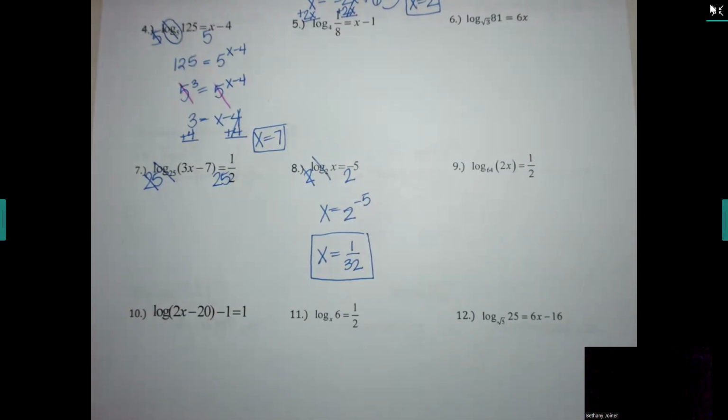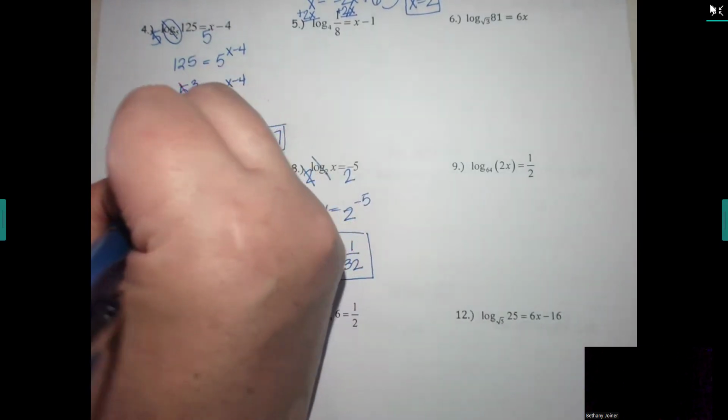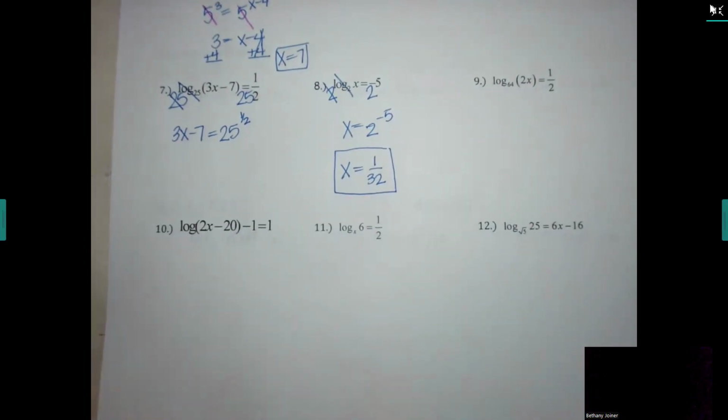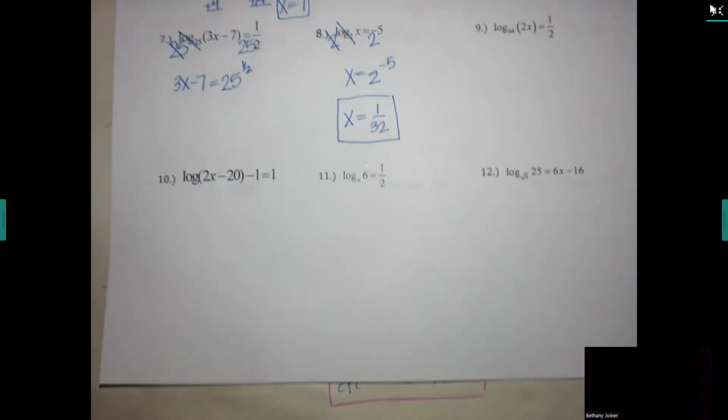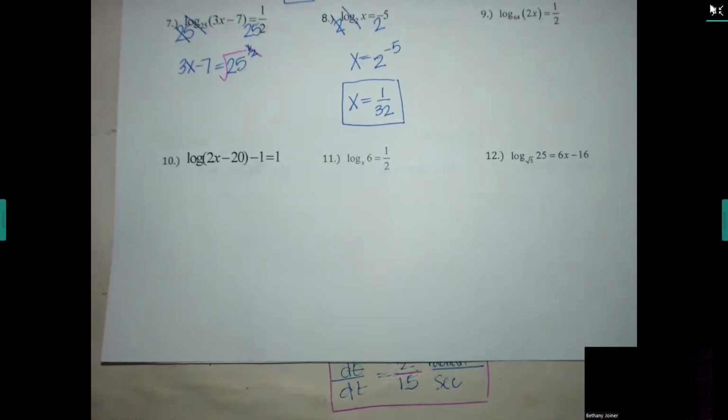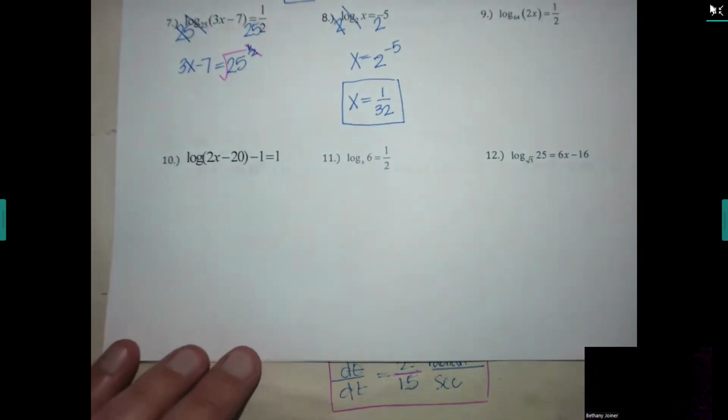Big 25, log little 25 cross out. My 3x minus 7 is going to carry down, equal to my big 25 to my little 1/2. And then what is a little 1/2 up top the same as? It's a square root. Very good. So cross out your 1/2, turn it into a square root. And what is the square root of 25 the equivalent of? That's really just a 5.